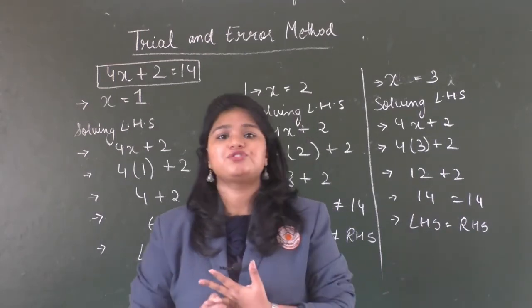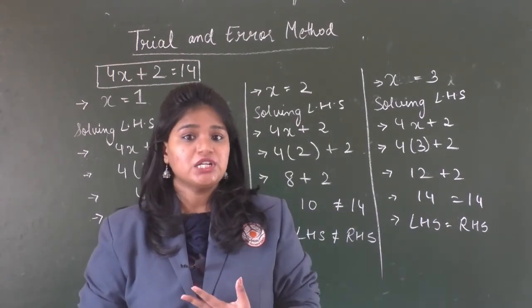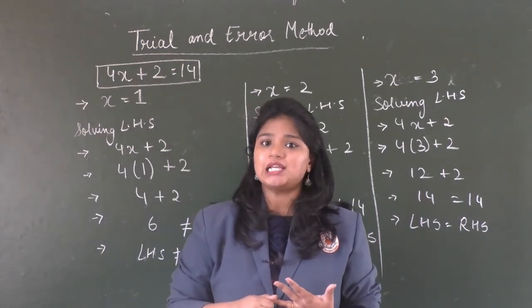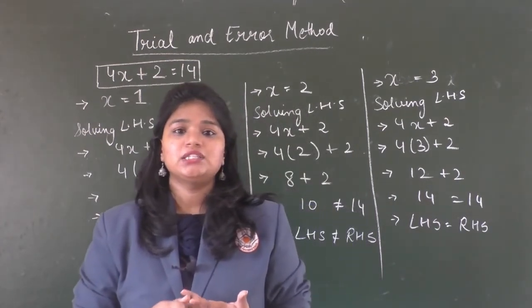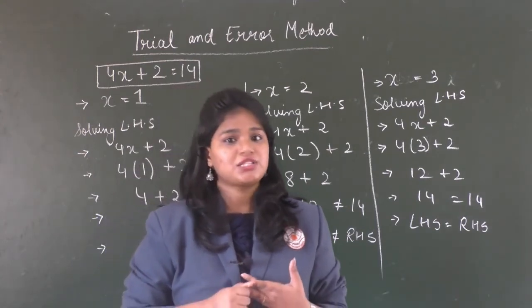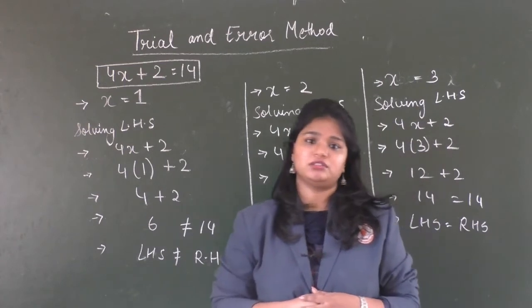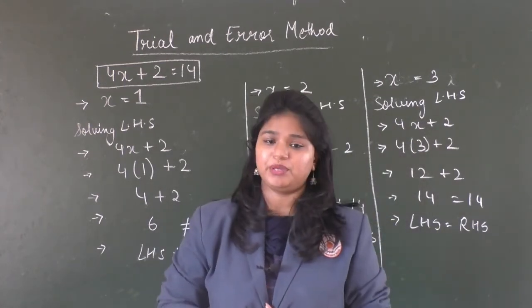Now there are three ways to solve an equation. First is the trial and error method. Second method is known as the method of balancing, and the third way is the method of transposing. So let's start by learning about trial and error method. So what is the trial and error method?